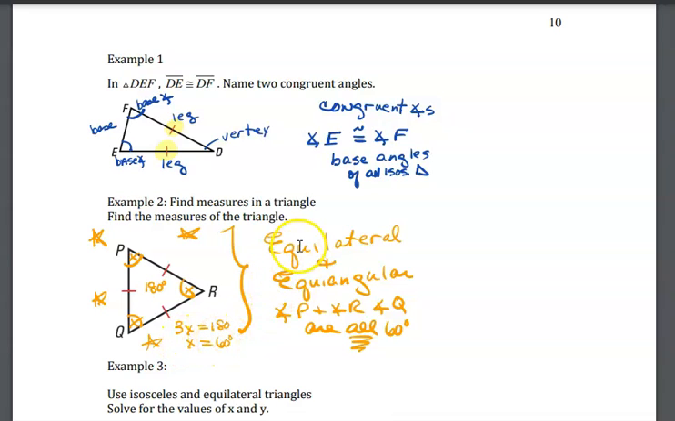So an equilateral triangle is always equiangular. An equiangular triangle is always equilateral, and when the 3 angles are all equal, they are all going to be 60 degrees. So that's a very important takeaway.